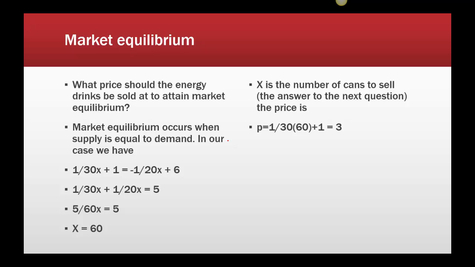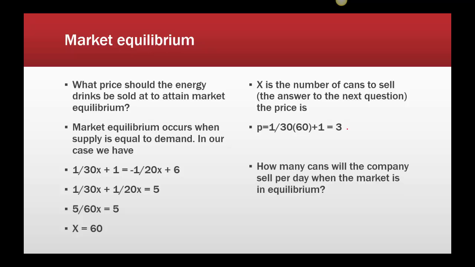So I have 1 over 30 times my x, which is 60, and then I add 1. 1 over 30 times 60 is 2. 2 and 1 is 3. So the price that we're going to sell these drinks for is $3 a piece. And then how many cans will we be able to sell? That answer is 60. That's where that x was. So x represents how many cans we can sell. The price of 3 tells me how much they're going to sell for a piece.